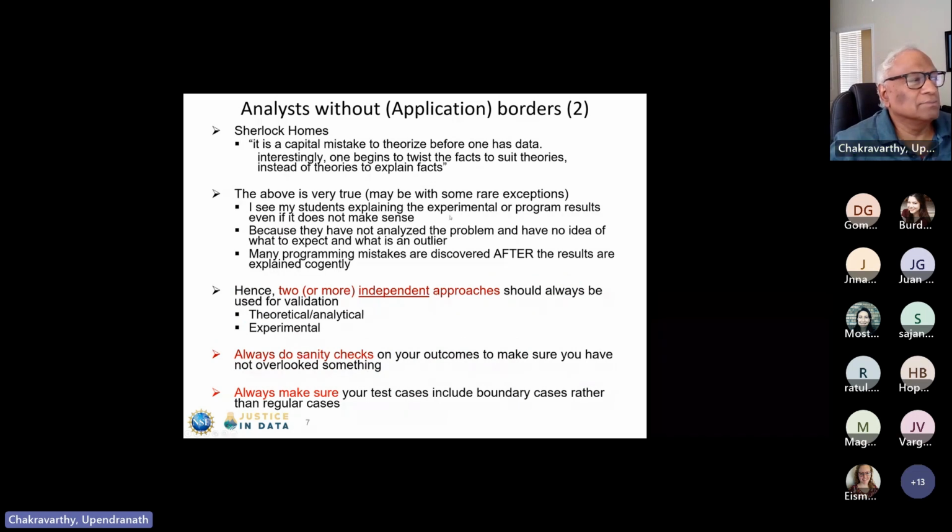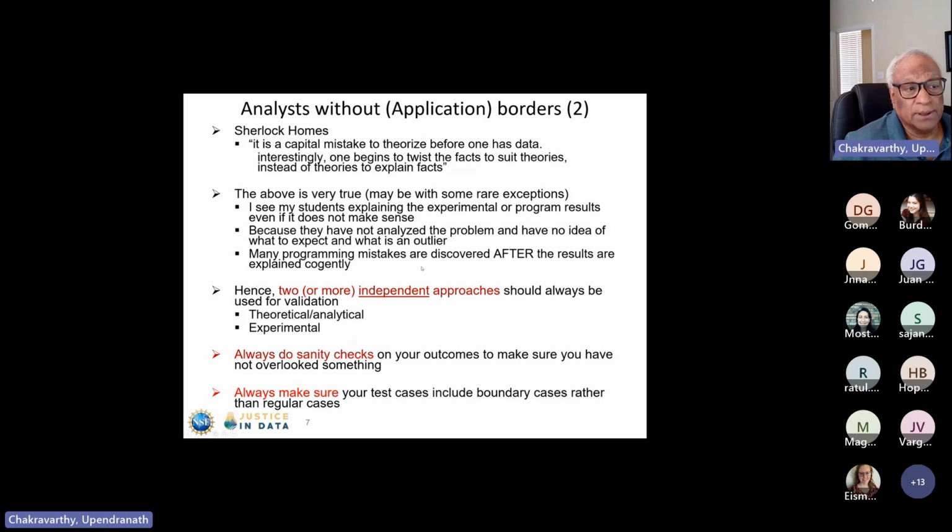So this is just to understand, Sherlock Holmes says it is a capital mistake to theorize before one has data. Interestingly, one begins to twist the facts to suit theories instead of theories to explain the facts. This is very true. I've seen students come to me and present their experimental results, and they say, yeah, everything is fine, correct. When you start digging deeper and asking questions, then you realize this may or may not be right. I think that is the process that humans have to do. You, as students, have to constantly question and make sure everything is correct.